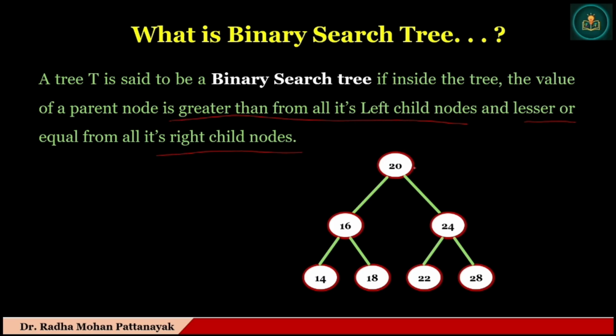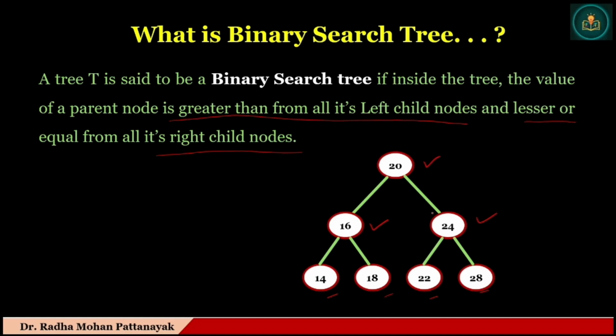So here in this tree the parent nodes are 20, 16 and 24, right? These are parent nodes. Why are they parent nodes? Because they have some child nodes, leaf nodes. So 20 has child nodes 16 and 24, 16 has child nodes 14 and 18, 24 has child nodes 22 and 28. That's why we can say 20, 16 and 24 are the parent nodes. Similarly 14, 18, 22 and 28 are called child nodes or leaf nodes.